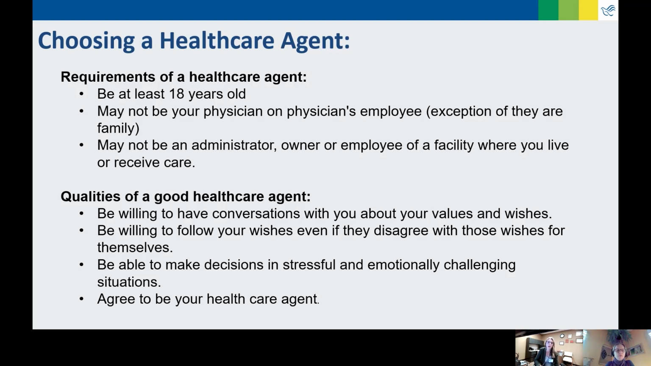They just couldn't be acting in the capacity of their role as a PeaceHealth caregiver or employee when they're making those decisions. They also are not able to be the administrator, owner, or employee of a facility where you live or receive care. So, for example, if you were to live in an adult family home, the owner of that adult family home could not be your named healthcare agent. So beyond the legal requirements, there are some qualities that you want to look for in who would be a good person to name into this position.